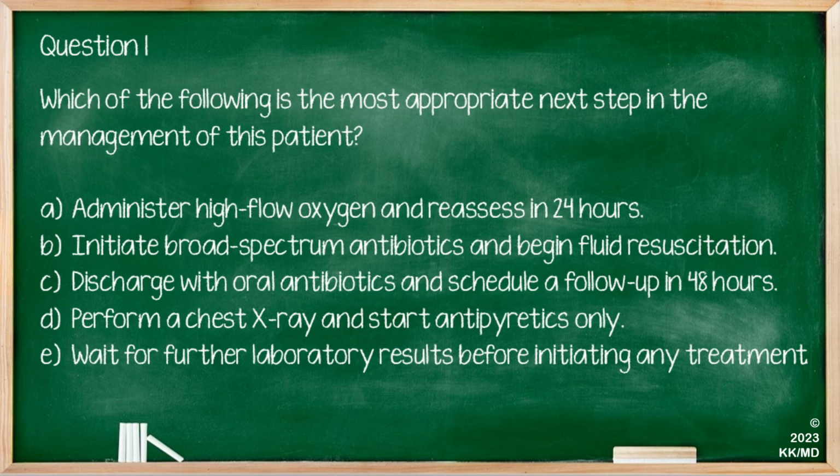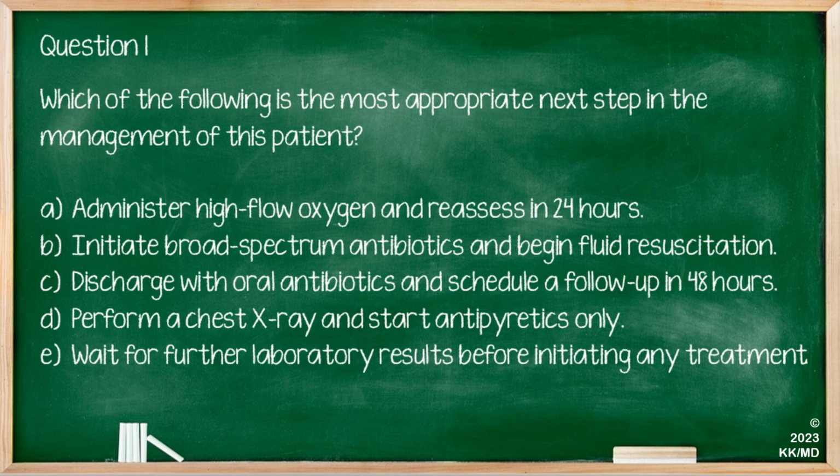The options include A. Administer high flow oxygen and reassess in 24 hours. B. Initiate broad spectrum antibiotic and begin fluid resuscitation. C. Discharge with oral antibiotic and schedule a follow-up in 48 hours. D. Perform a chest x-ray and start antipyretics only. E. Wait for further laboratory results before initiating any treatment. And as you can see, a lot of these options in real life happen all together. That is to say, for instance, giving high flow oxygen or performing a chest x-ray and giving antipyretics.